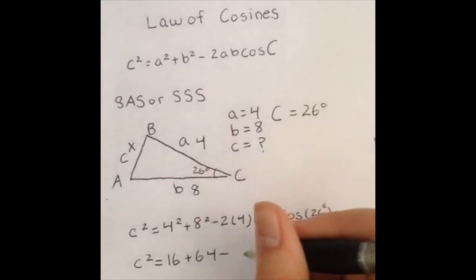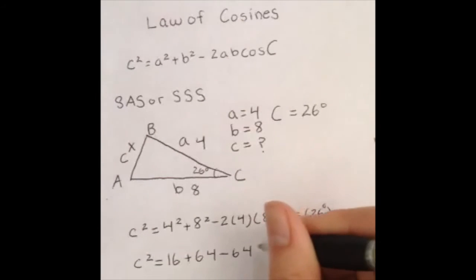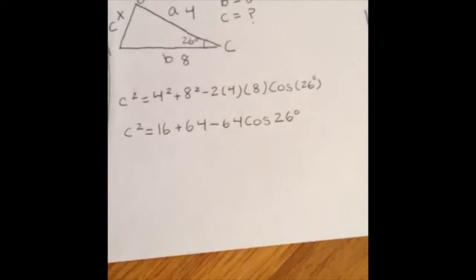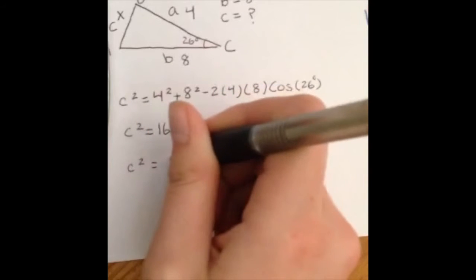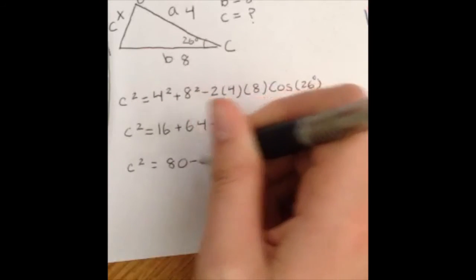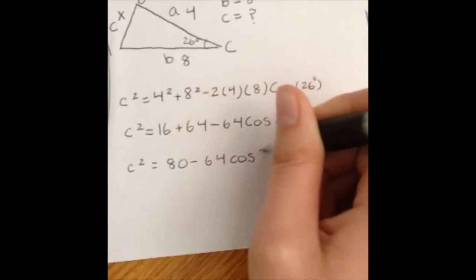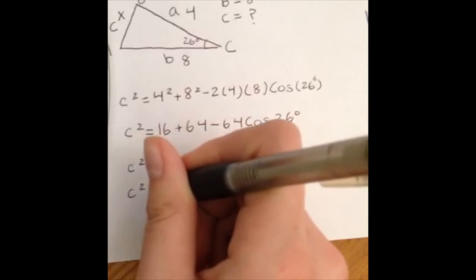minus 64 cosine of 26 degrees. So simply keep solving until you get your final answer. So c squared equals 80 minus 64 cosine of 26. And then I use my calculator to get my answer.